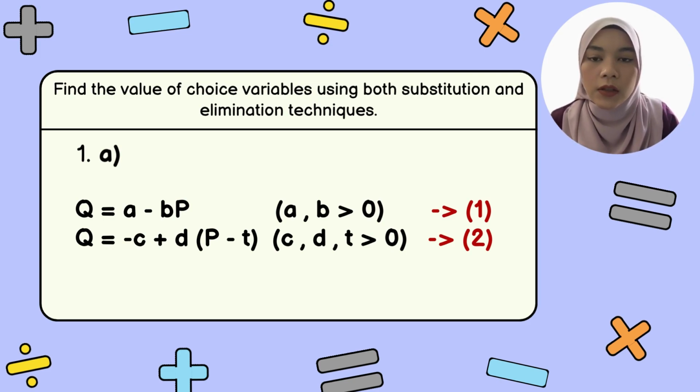So today I'm excited to share with you a fundamental concept in economics, which is substitution and elimination. We will explore how price and quantity equilibrium can be expressed through the substitution and elimination equation. So I'm going to answer question number 1, which is Q equal to A minus BP, Q equal to negative C plus D times P minus T.